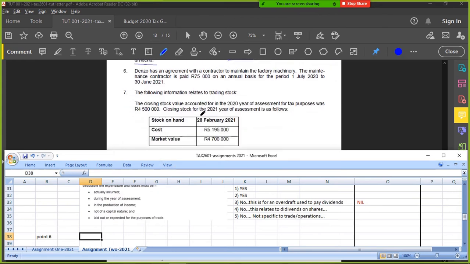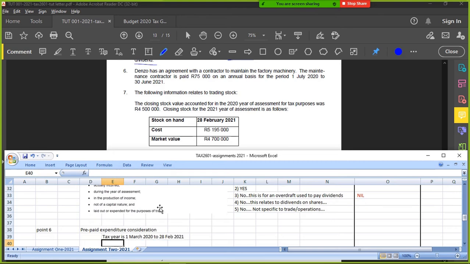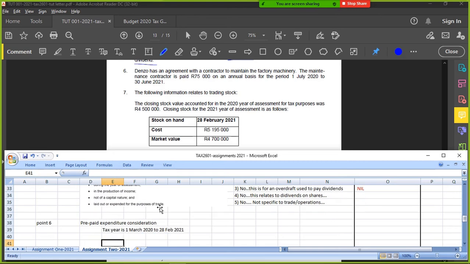All right. Point six says Denzo has an agreement with a contractor to maintain the factory machine. The maintenance contractor is paid 75,000 on an annual basis for the period 1 July. Okay, this is a prepaid expense. So obviously the tax year, okay, what do we have here? 1 July to 30th of June. So paid inside the tax year, 1 July to 28th Feb 2021.